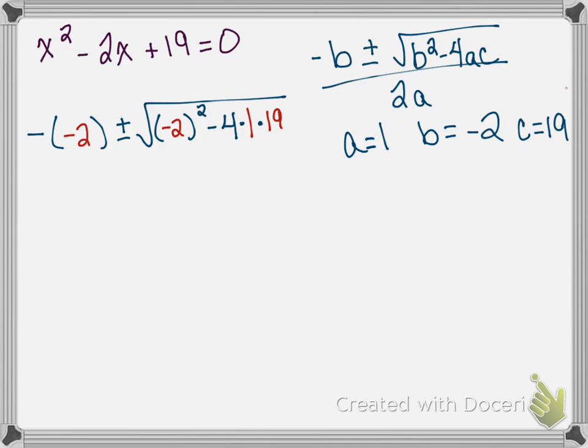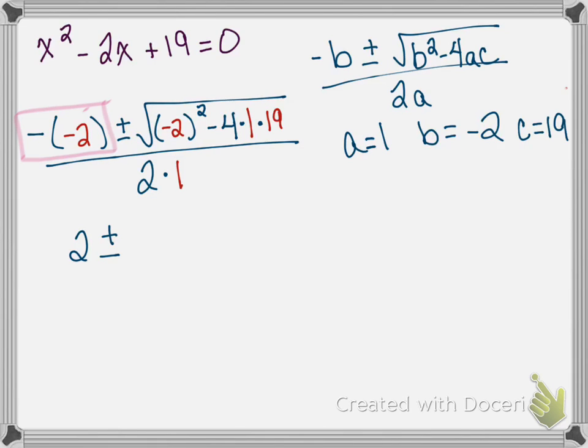And that is all over 2 times a. Okay, so the first area that students make mistakes. Do you see how I've got a negative negative 2? What's negative negative 2? Positive. So that's going to be positive 2. Students miss that. Remember, a double negative makes it a positive.